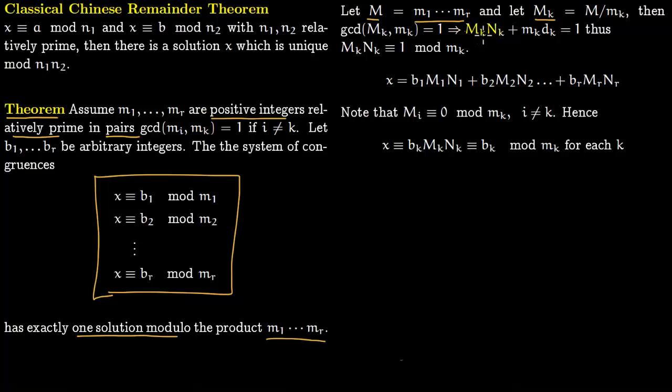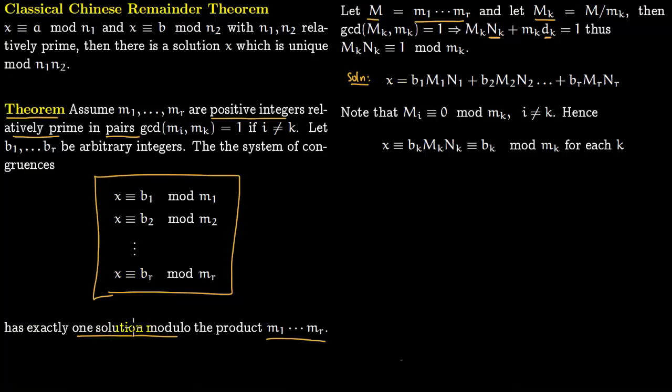So therefore you can use this formula here, Mk nk plus mk dk is 1. So you can find some integers nk and dk so that this is equal to 1. So now if you modulo out with small mk, this is what we will get. Mk nk is equivalent to 1. So this is our solution which we set.